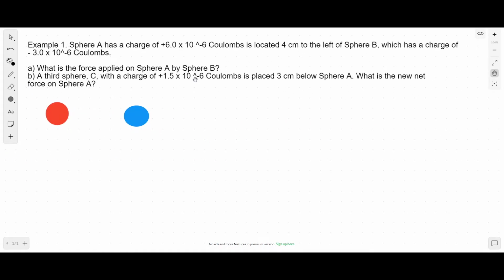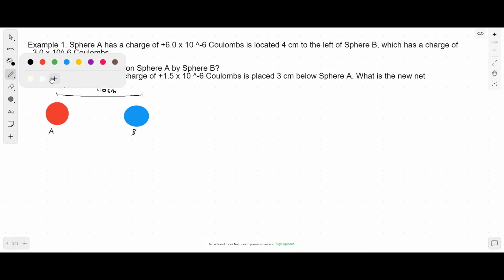Now let's use everything we talked about to try to solve a problem example. What it says is sphere A has a charge of plus 6.0 times 10 to the negative 6 coulombs, and it's located 4 centimeters to the left of sphere B, which has a charge of negative 3.0 times 10 to the negative 6 coulombs. So here's my sphere A. Here's my sphere B. The distance between those two is 4 centimeters. And what they want to know is the force between them two.